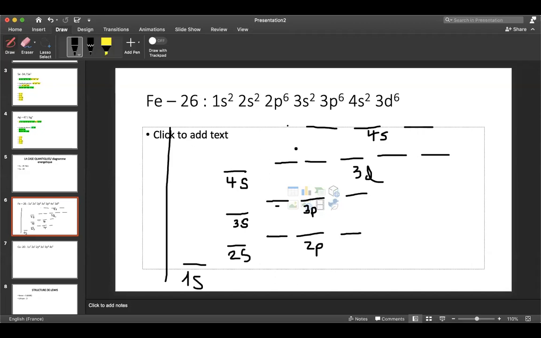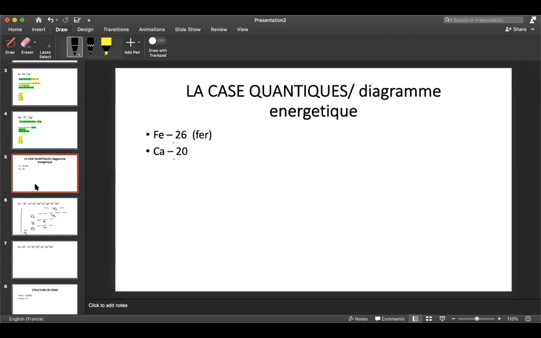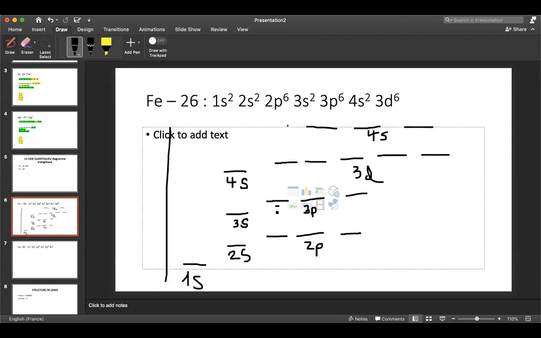I also showed you diagrams of how these orbitals might look in space. Some look like spheres, some look like lobes, etc. But away from that, what we're going to look at now is what we call the energy diagram. Now the energy diagram has how many principles? It only has one principle.